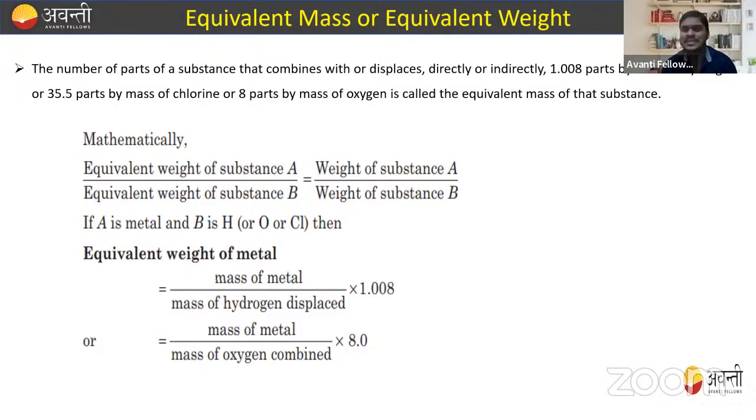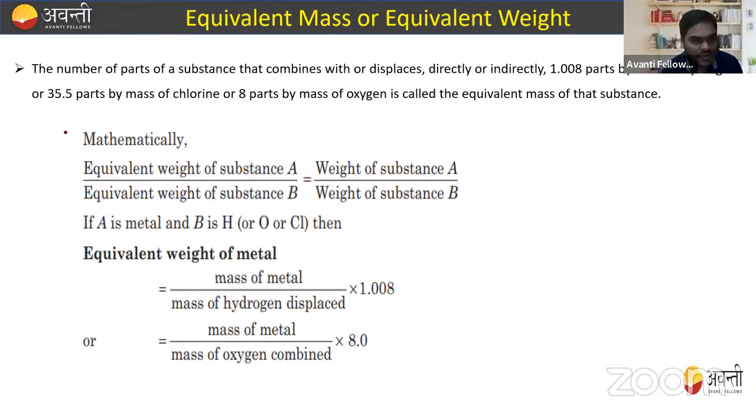Understand? So this is the basic definition of equivalent mass of the substance. What are equivalent mass and equivalent weight? Equivalent mass is nothing but the number of parts of a substance that combine with or displace, directly or indirectly, 1.008 parts of hydrogen, 35.5 parts of chlorine, or 8 parts of oxygen. That is called the equivalent mass of that substance, right?